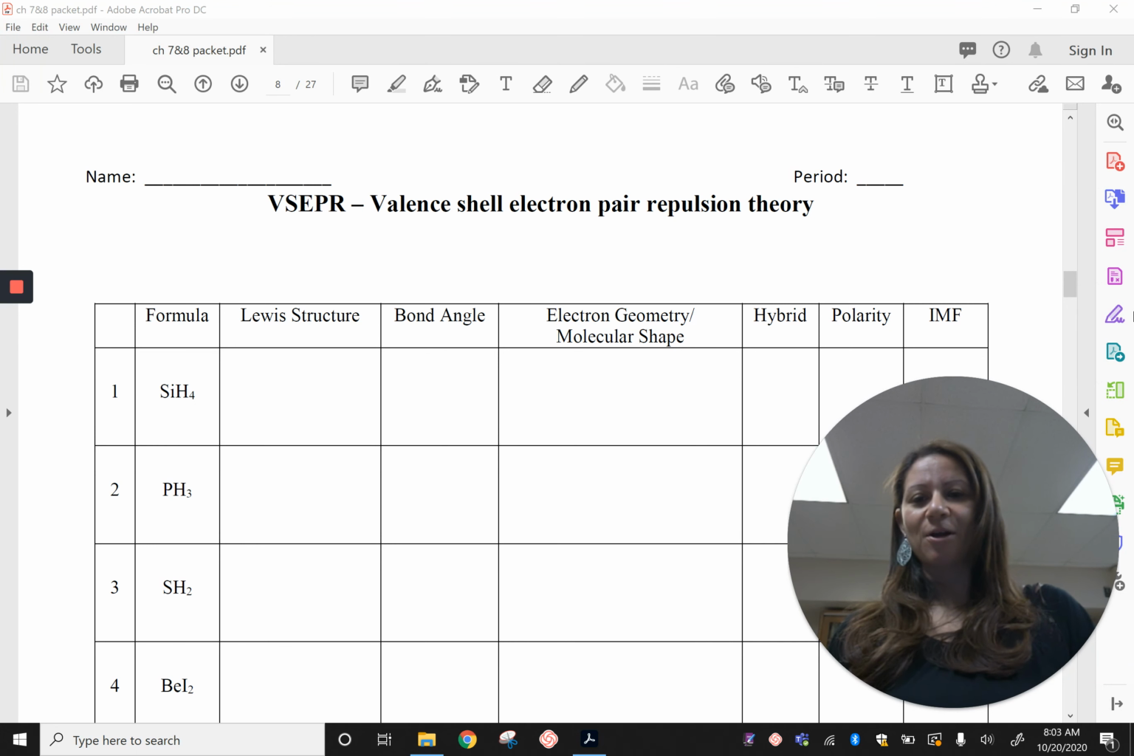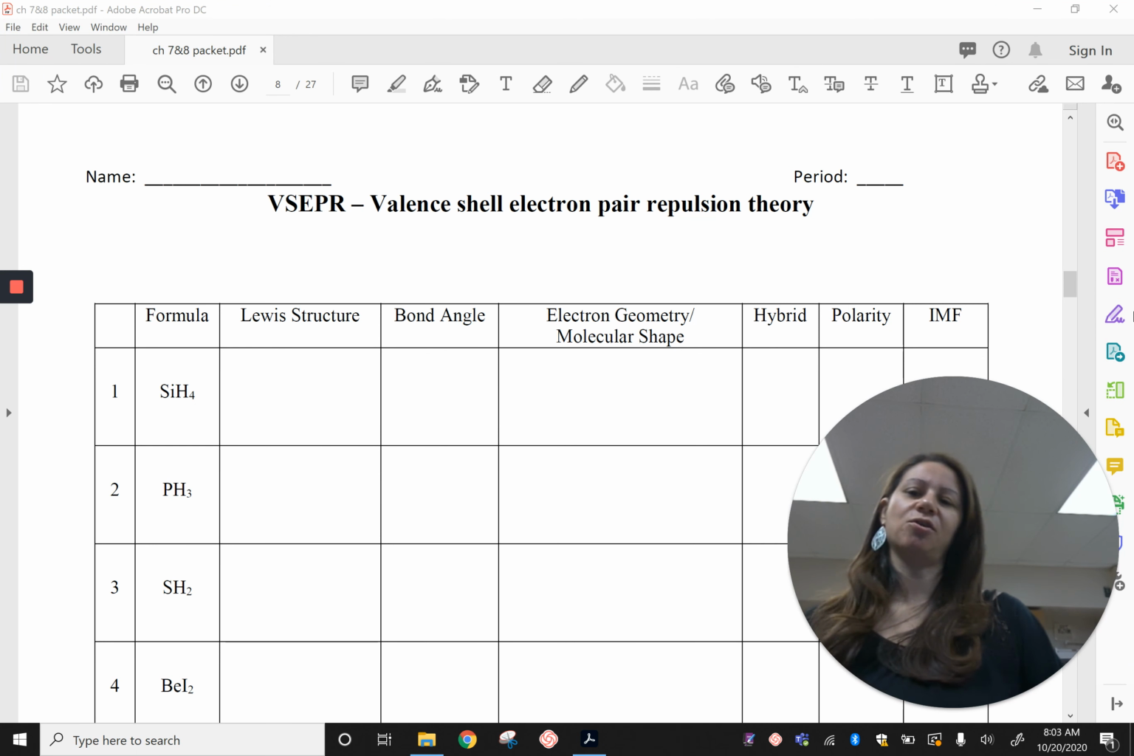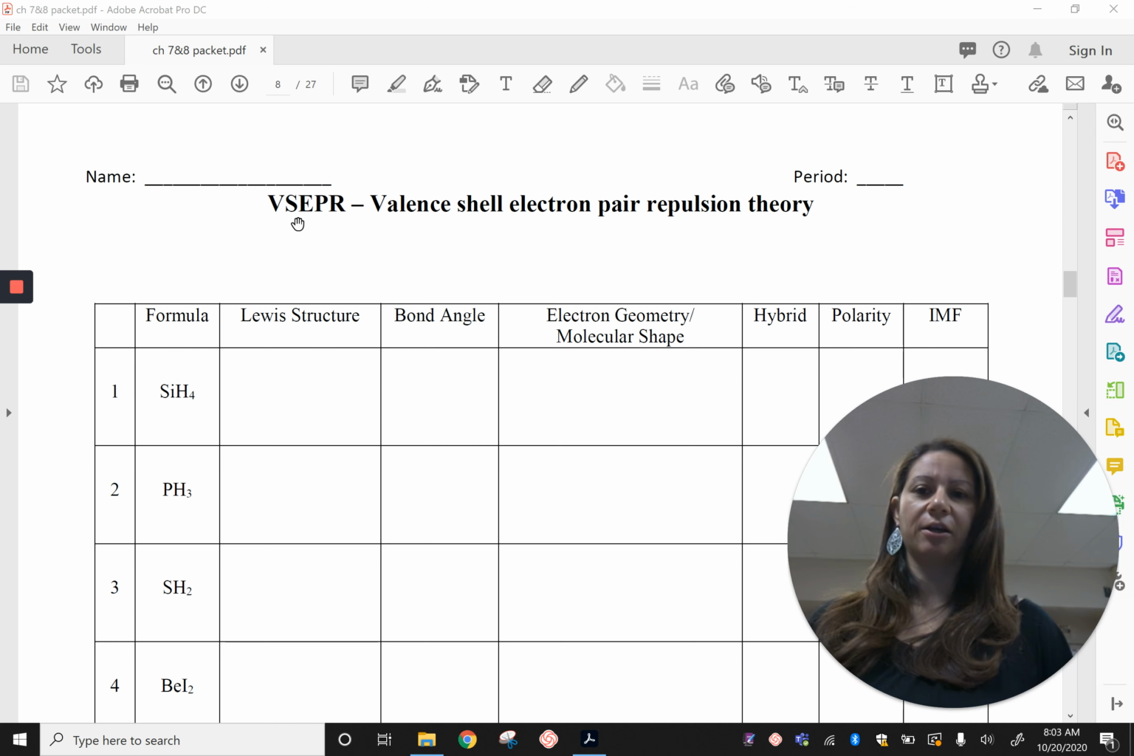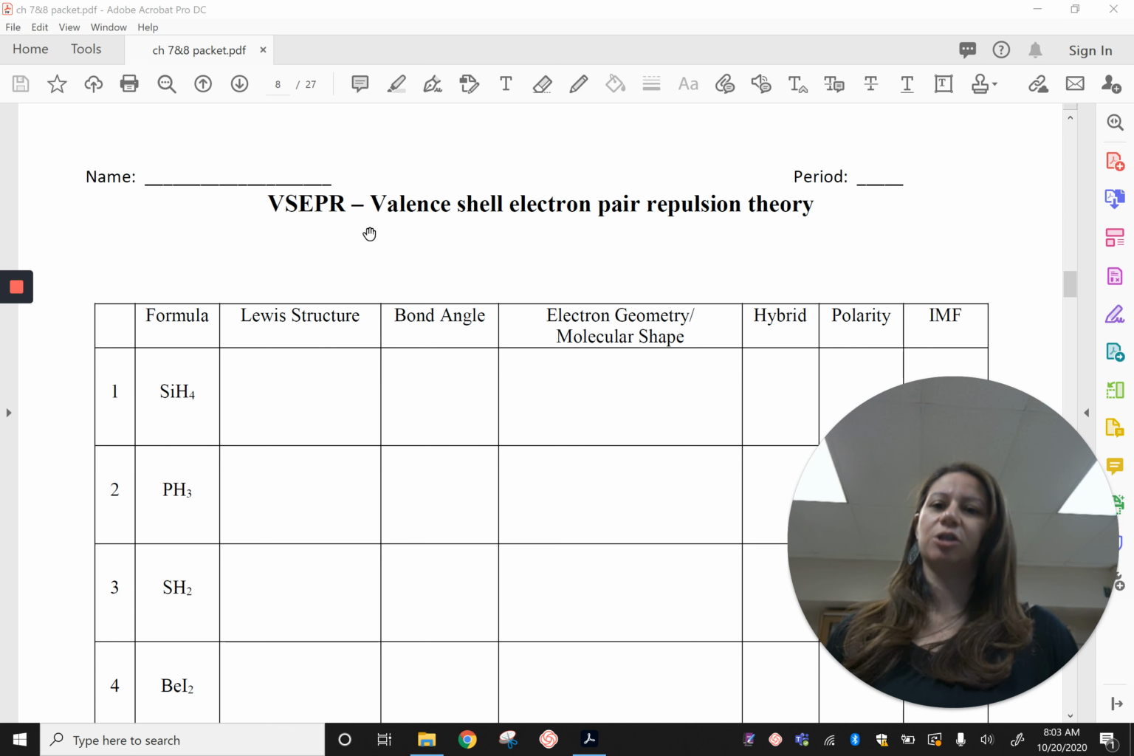Hi guys, we're going to talk about VSEPR theory today. So VSEPR stands for Valence Shell Electron Pair Repulsion Theory. So let's try to think of what that means.